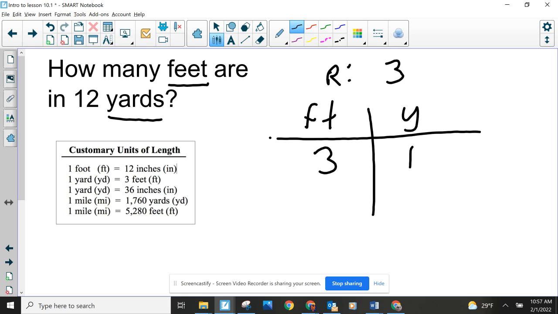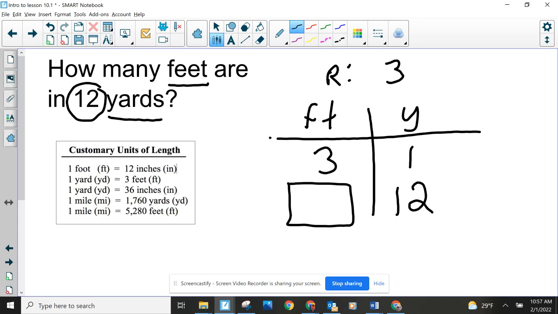So I go back to the original problem and I look. They're always going to give us either feet or yards. In this case, they gave us 12 yards. So the yards are going to go into our table. I'm going to put them under the yards column, right here, because it's 12 yards that we're looking to convert. And that means that this box over here is the missing amount. We want to know how many feet are in those 12 yards.